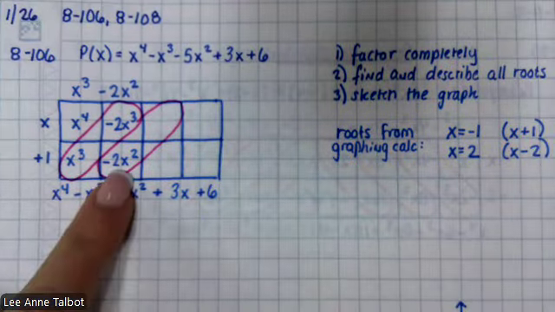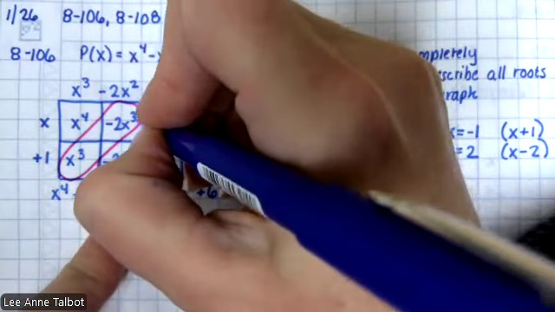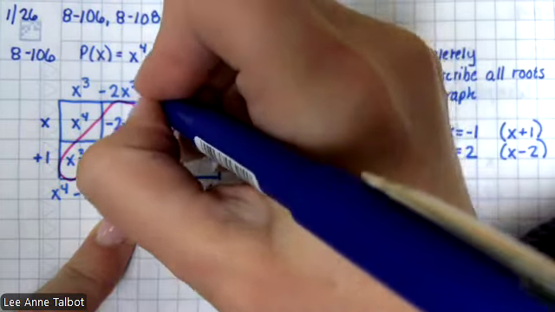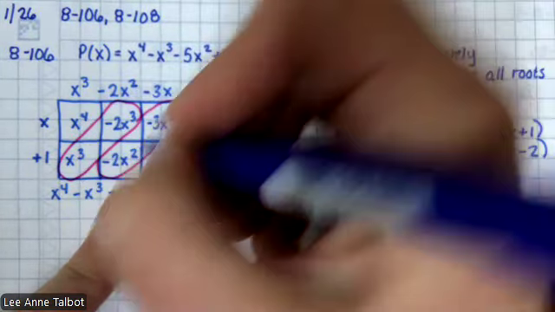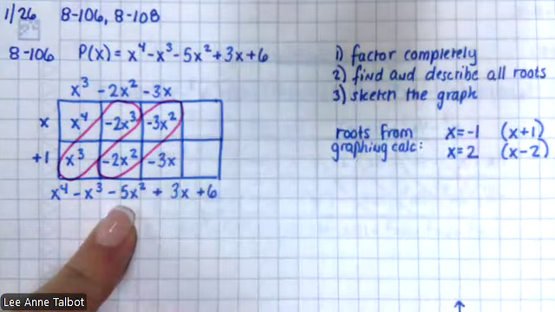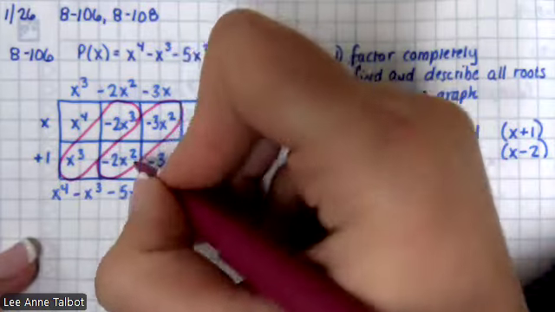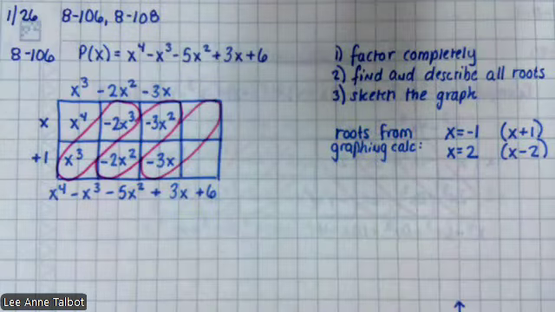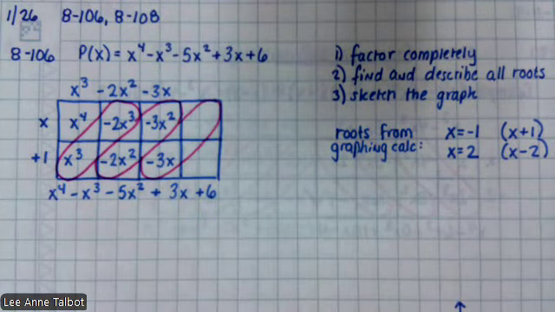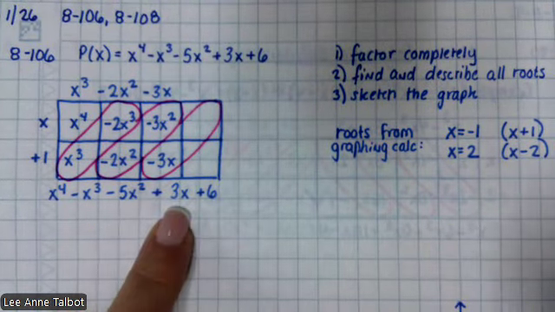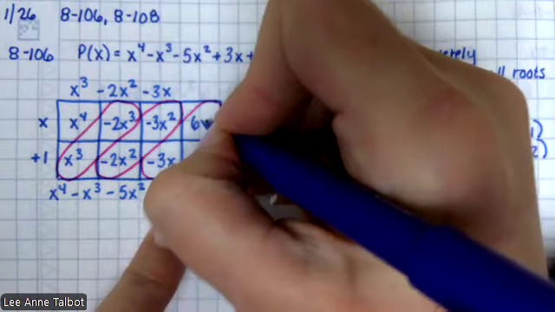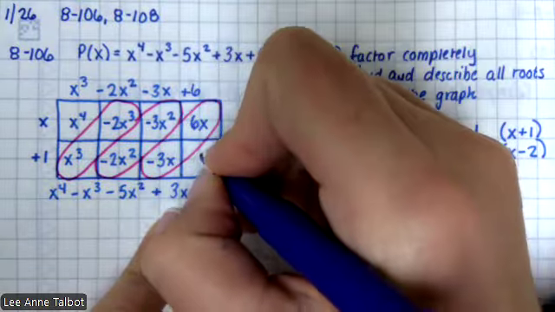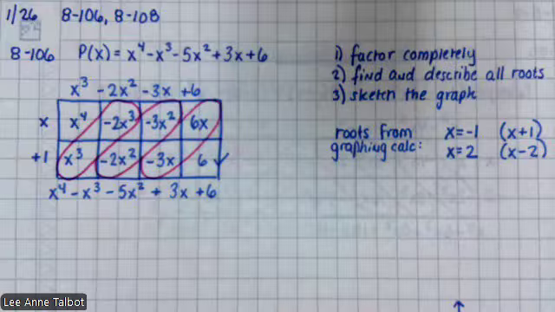I have -2x squared. I need -5x squared. So this is -3x squared. I have -3x. I need +3x. So that has to be 6x. Party emoji.